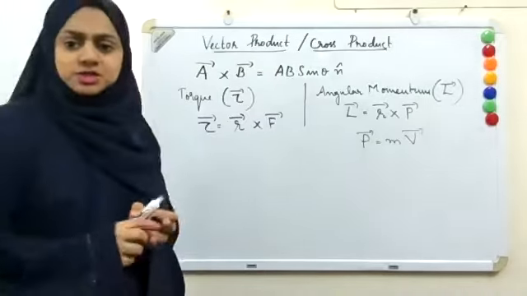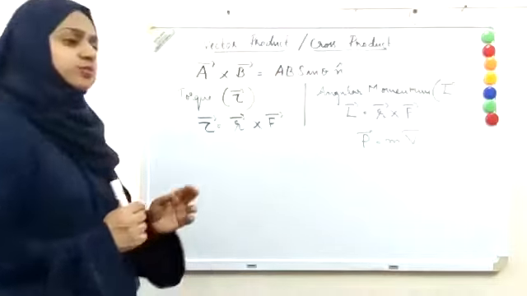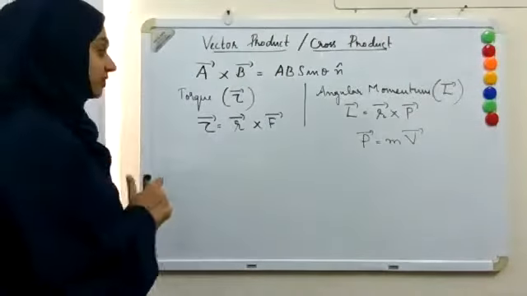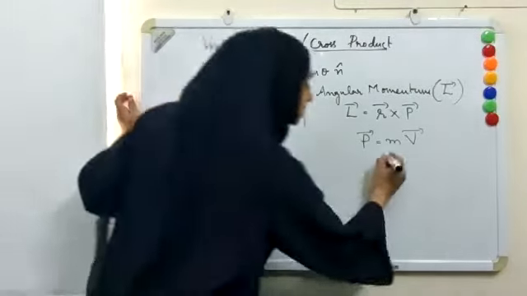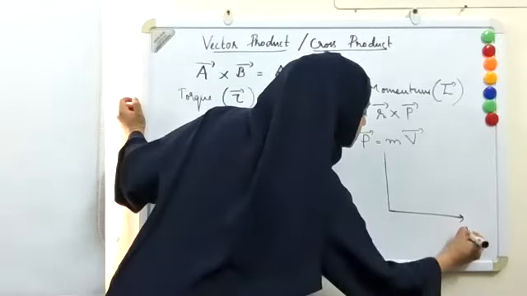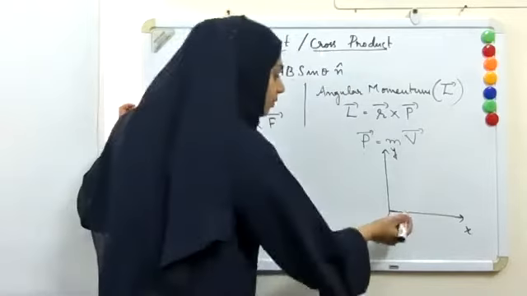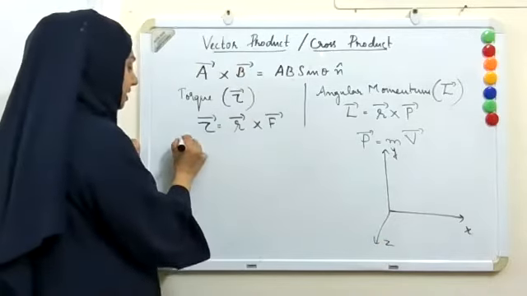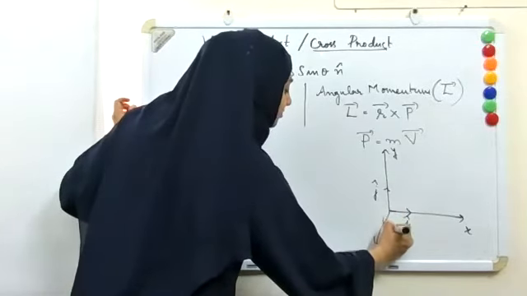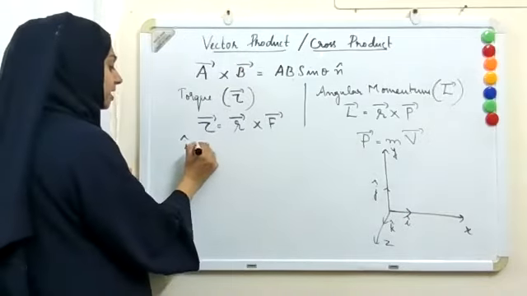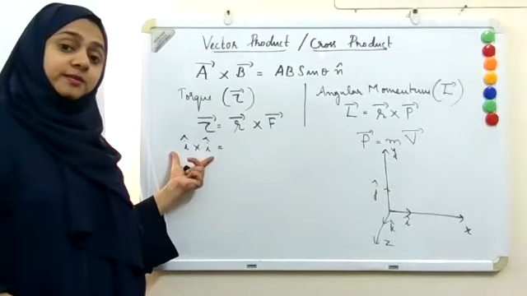Now, another thing which is of interest when we consider the cross product of two vectors, what are the cross products of the unit vectors? Unit vectors in x, y, and z direction. So let me draw the coordinates here. X, y, and z. Okay. So i, j, and k. What is i cross i? What will be i cross i?